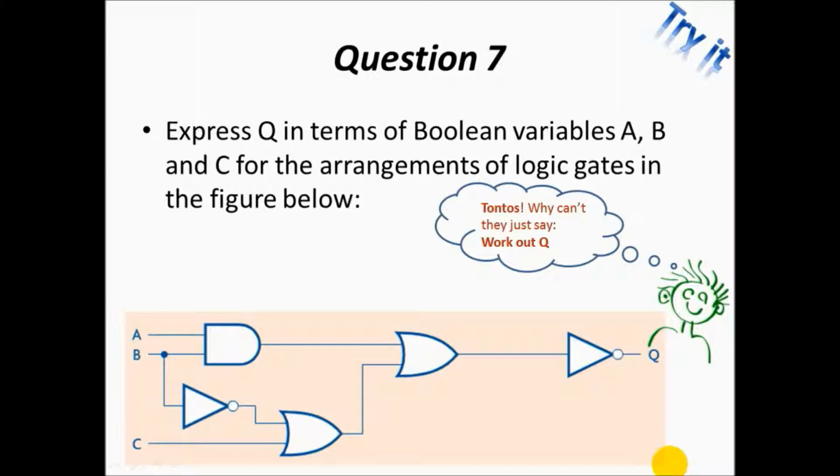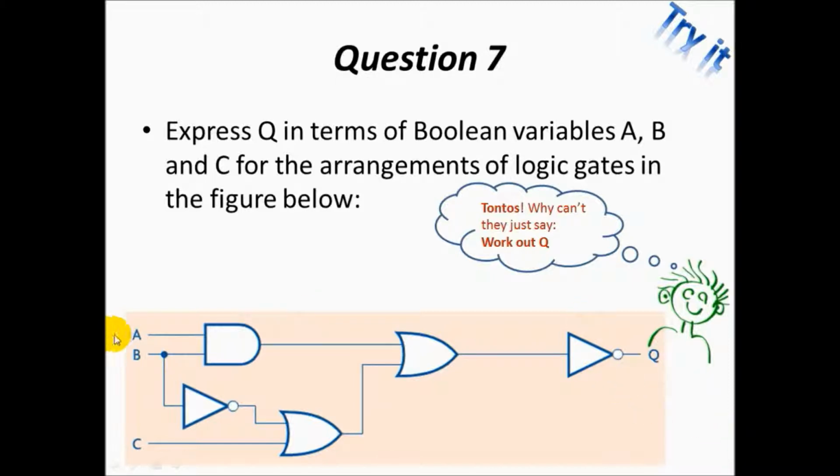Why can't they just say work out Q? Look at how they put this: Express Q in terms of Boolean variables A, B, and C for the arrangements of logic gates in the figure below. Work out Q. What is this? Well, step by step, I'm going to show you. Pause it and try to do it, and then I will show you step by step.